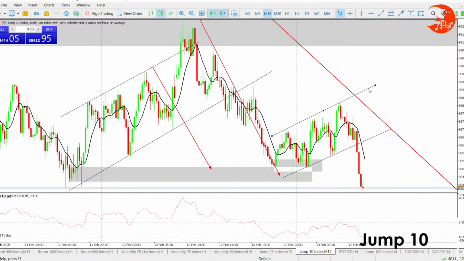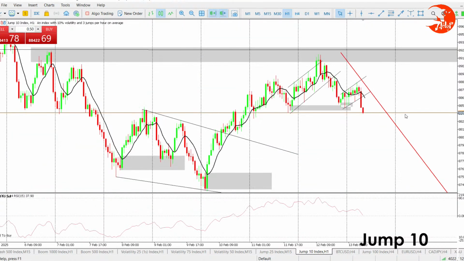Perfect. That is a flag without a doubt. So we know we are getting into something big. That is a flag. So first TP is this. First TP is that, and it is almost reaching.